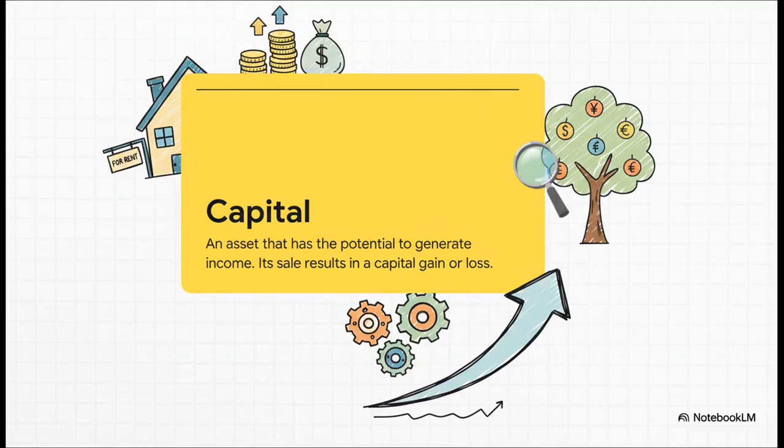So if that's income, then what's capital? Well, capital is the thing that generates the income. It's the asset itself. So it could be a rental building, a stock portfolio, or business machinery. When you sell that underlying asset, the building or the stocks, you get a capital gain or loss. And here's the key. That transaction is taxed completely differently than regular income.